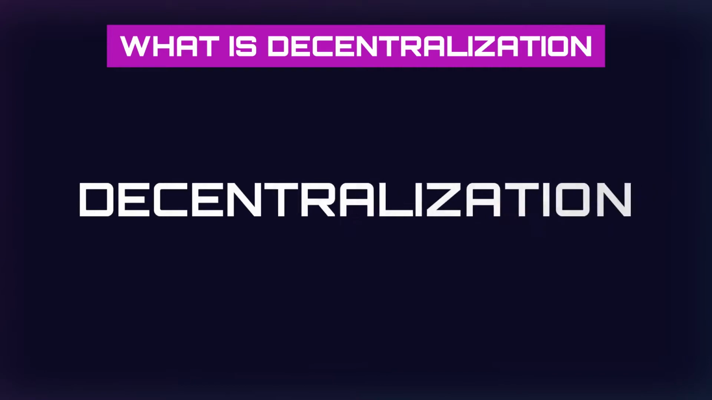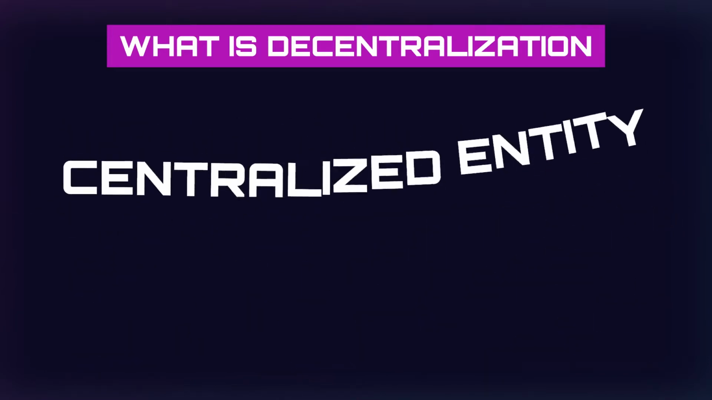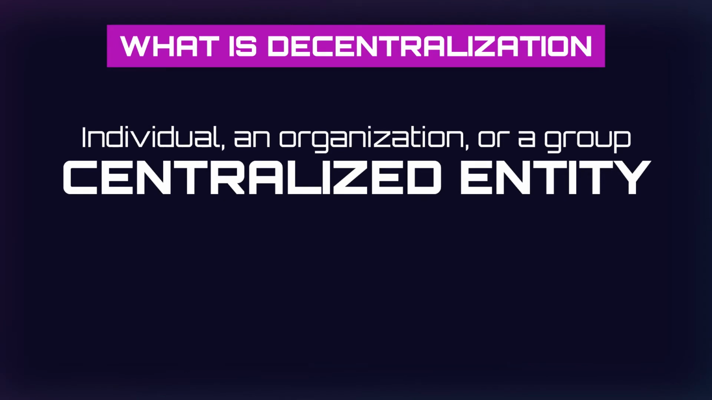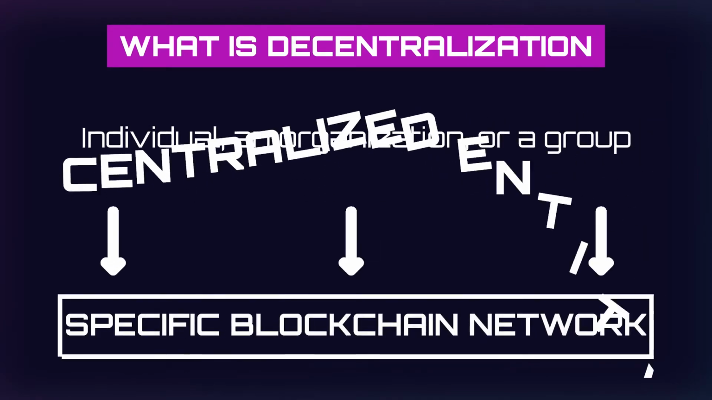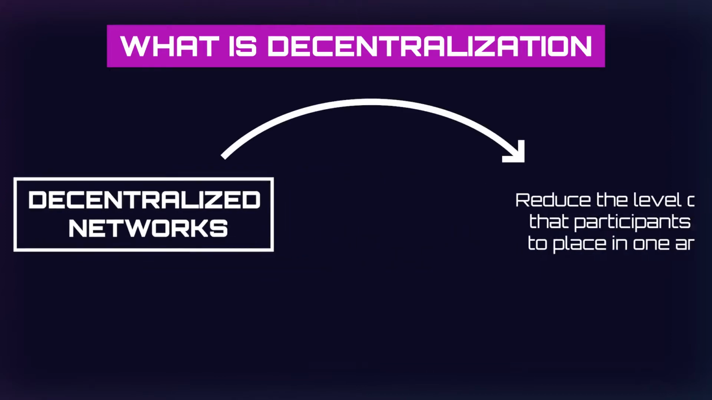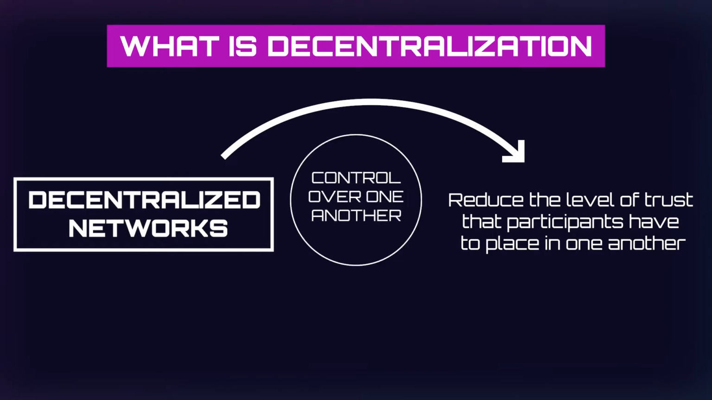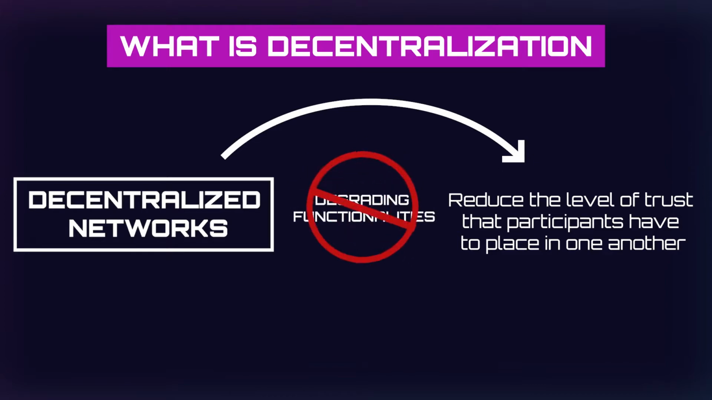The first thing I want to talk about is what is actual decentralization and how does it relate to the crypto market? Decentralization is essentially the transfer of control and decision making. A centralized entity is an individual or an organization or group that controls a specific blockchain network. However, decentralized networks are, by design, created to reduce the level of trust that participants have to place in one another. The main intention here is to deter their ability to exert any authority or control over one another and remove any degrading functionalities within the network.